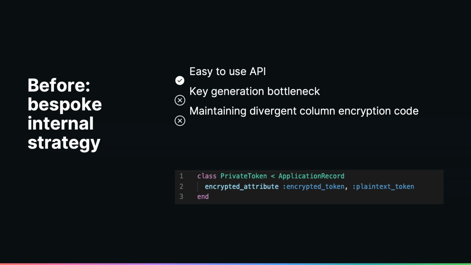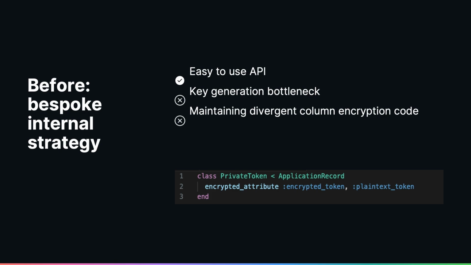But we had a couple of problems. The main one, from my perspective, was this key generation bottleneck. To start encrypting records, you needed an encryption key. We found that product engineers were not comfortable generating their own encryption keys, so it was on my team to generate the keys for the product engineers, and it just kind of took a while to get things going.